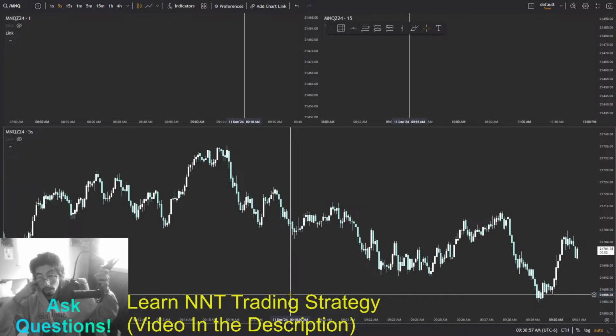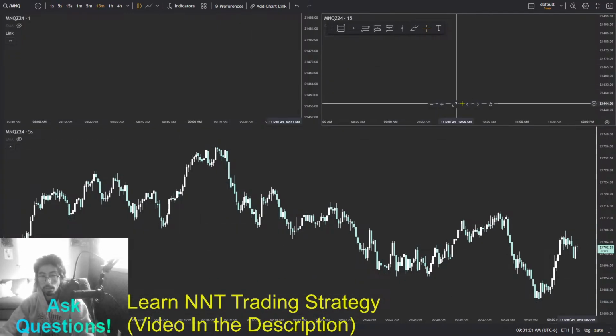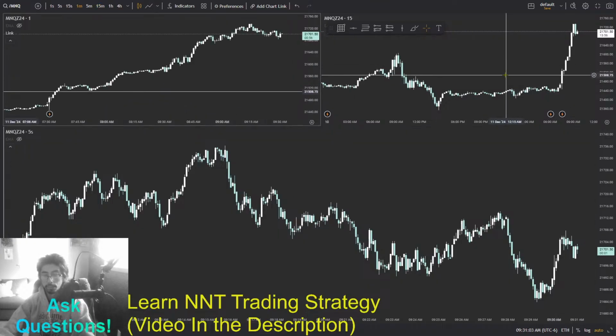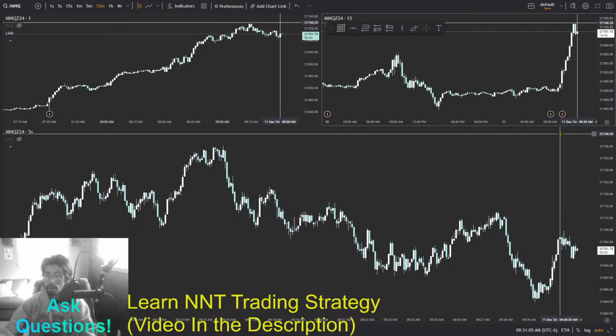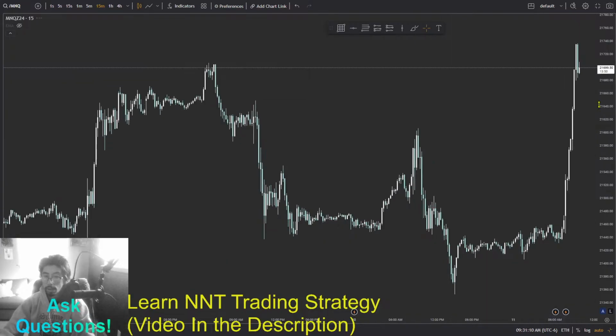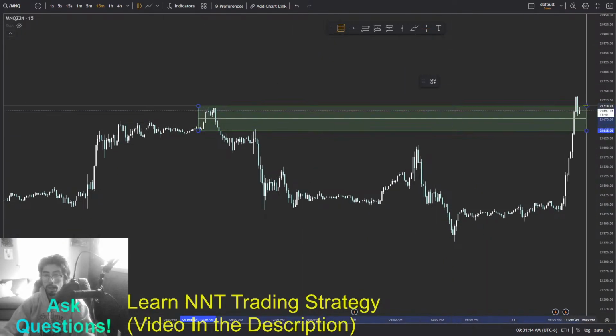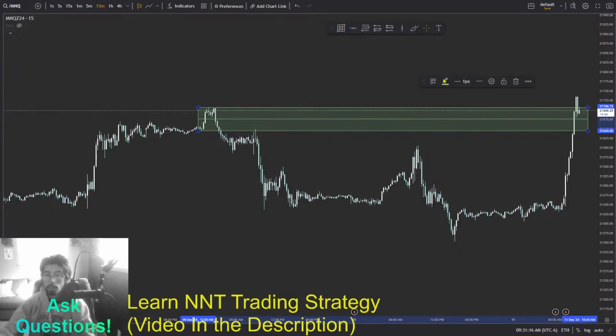Okay, then I need to do my top-down analysis. I should be able to get that done in 10 minutes or less. So we had news today. Hopefully volatility isn't disgusting. We have a zone right here that we haven't fully broke yet.